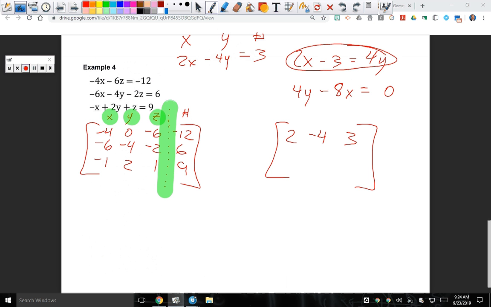What would I put for my last one? Negative 8, 4, and 0. Ready for practice? All right, here we go.